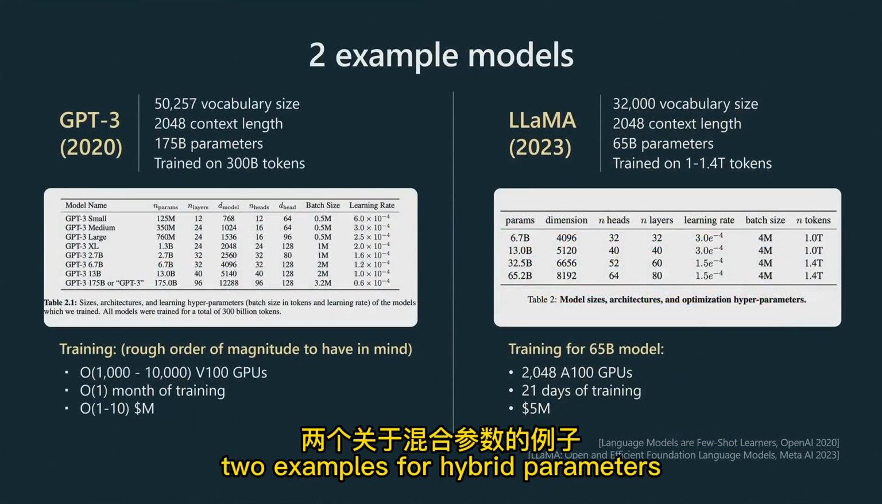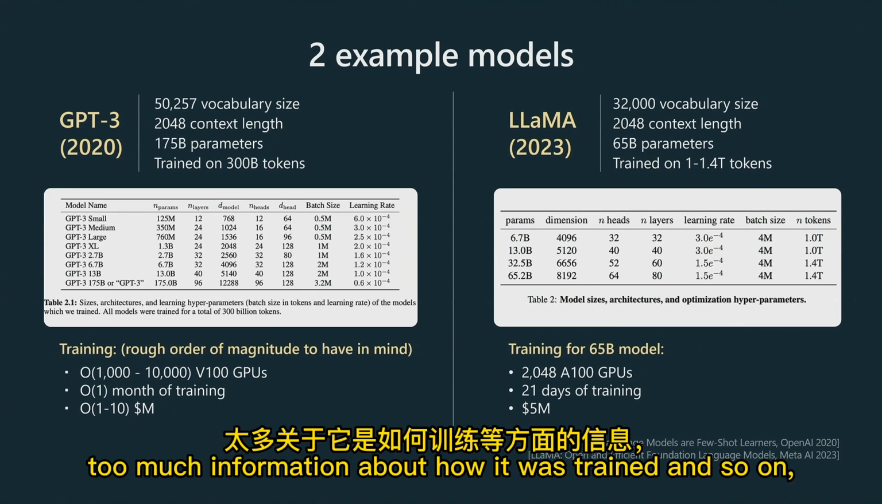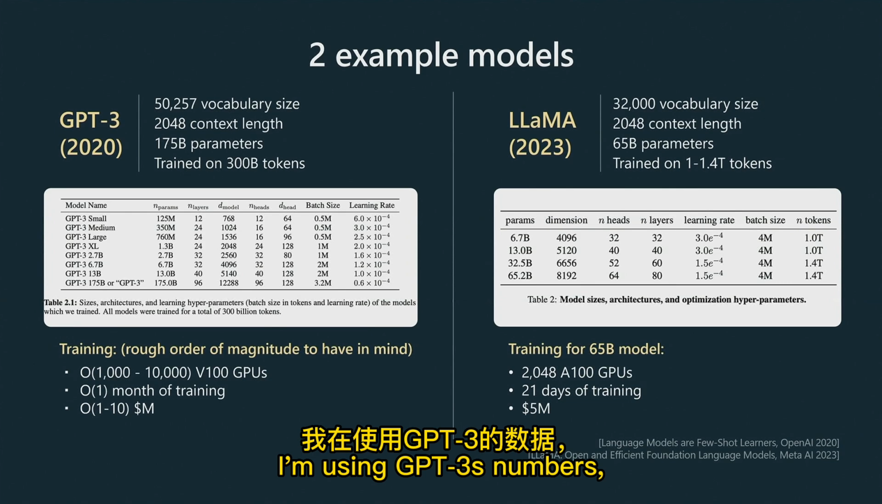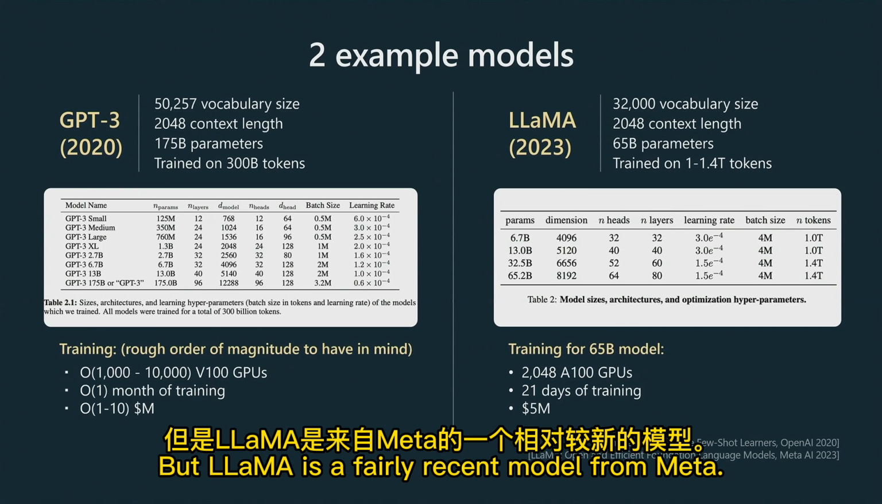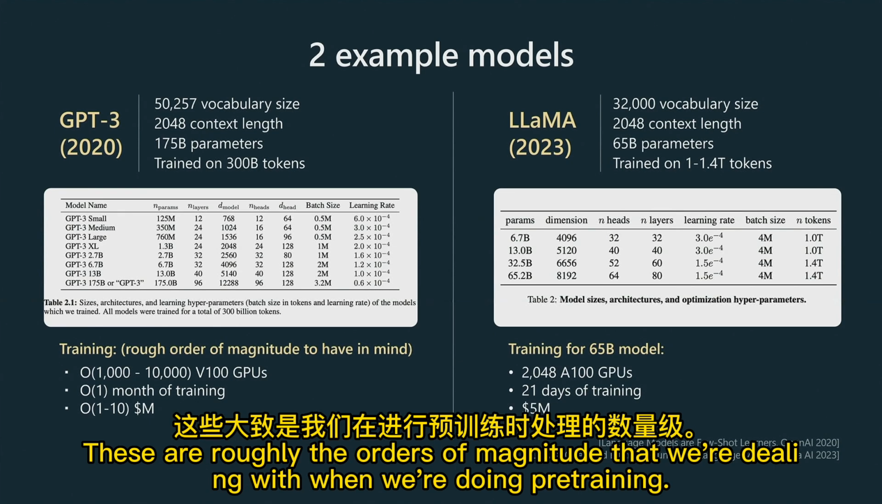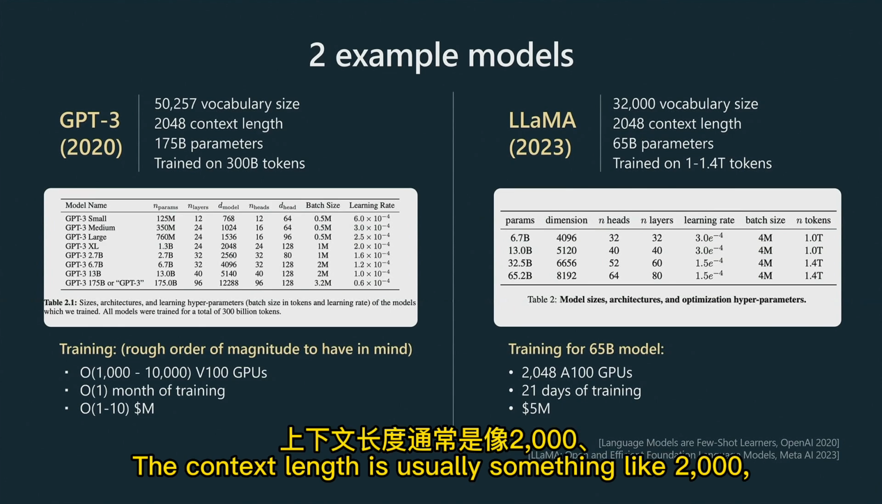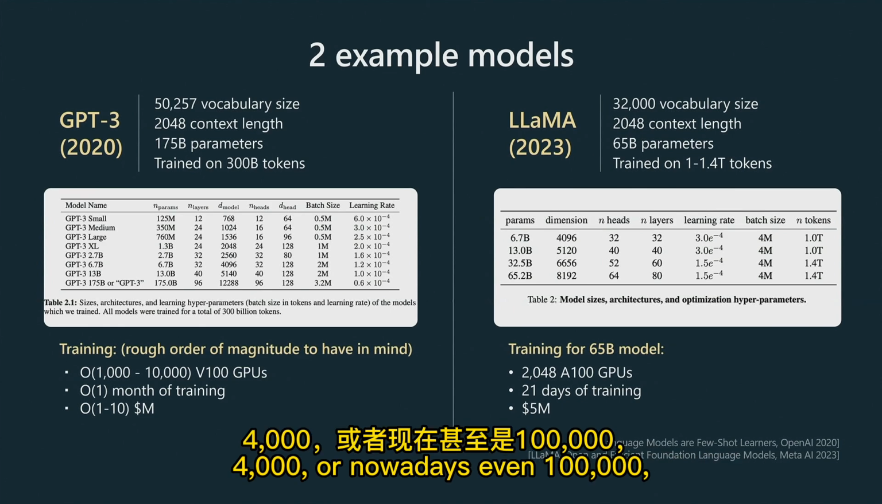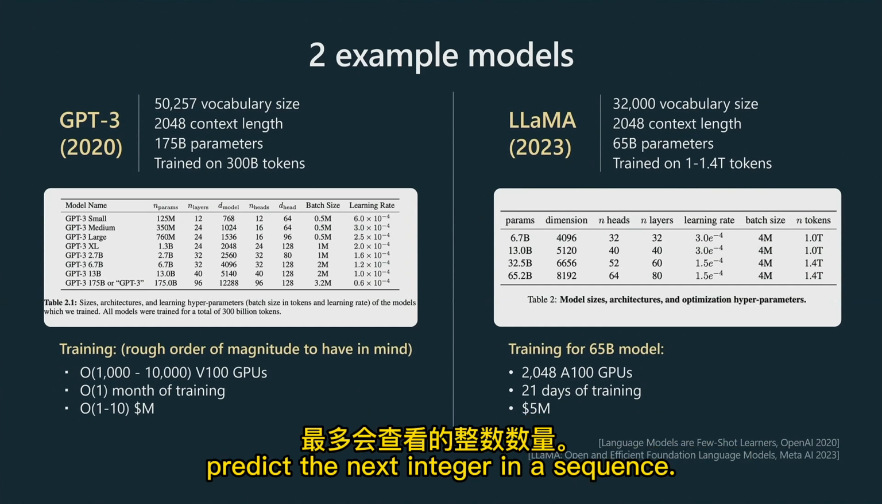Here I'm showing two examples for hyperparameters that govern this stage. For GPT-4, we did not release too much information about how it was trained, so I'm using GPT-3's numbers. But GPT-3 is, of course, a little bit old by now, about 3 years ago. But Llama is a fairly recent model from Meta. These are roughly the orders of magnitude that we're dealing with when we're doing pre-training. The vocabulary size is usually a couple 10,000 tokens. The context length is usually something like 2,000, 4,000, or nowadays even 100,000. And this governs the maximum number of integers that the GPT will look at when it's trying to predict the next integer in a sequence.